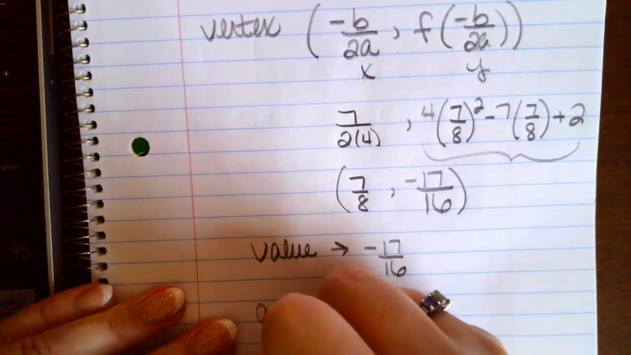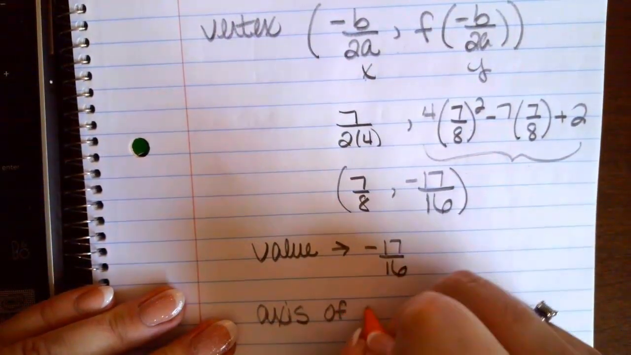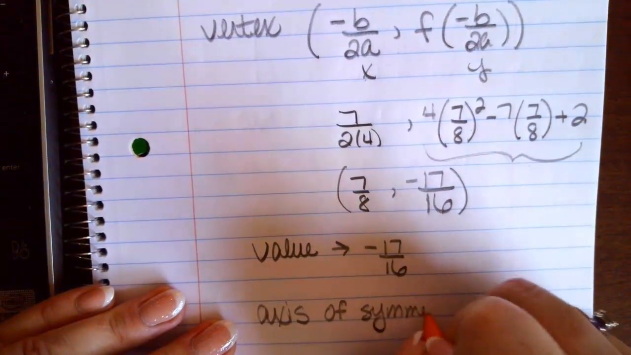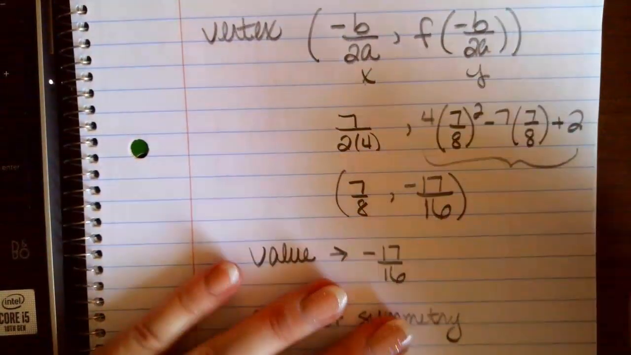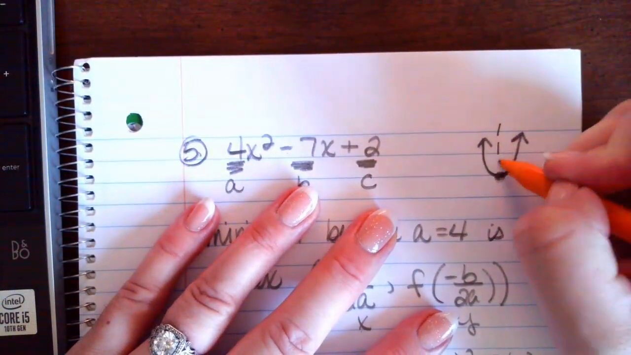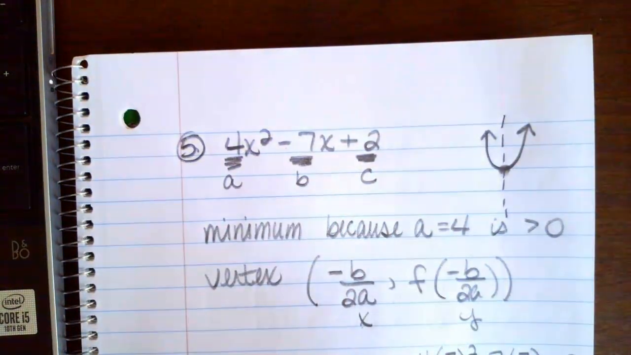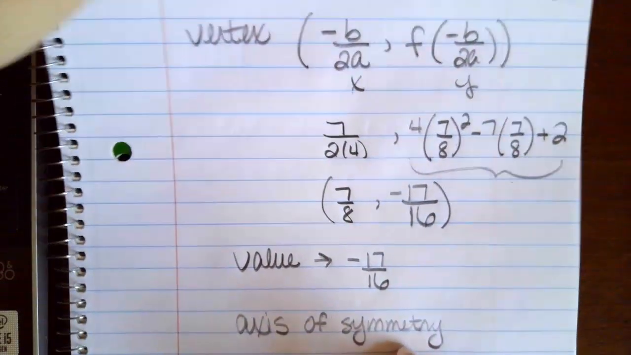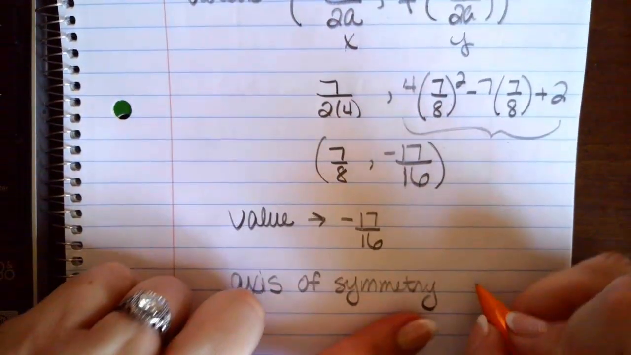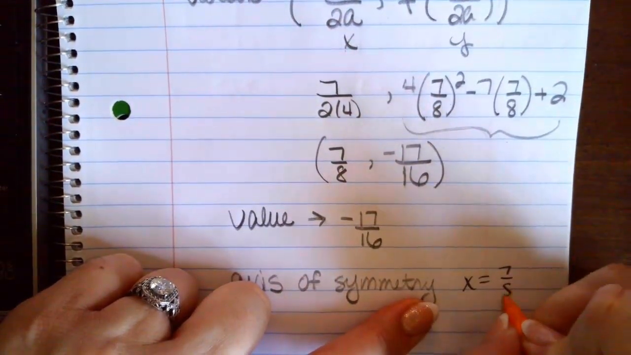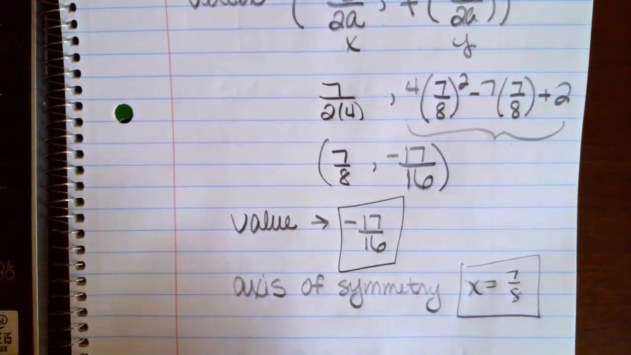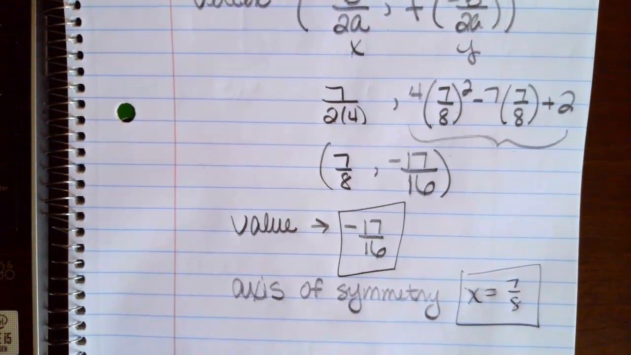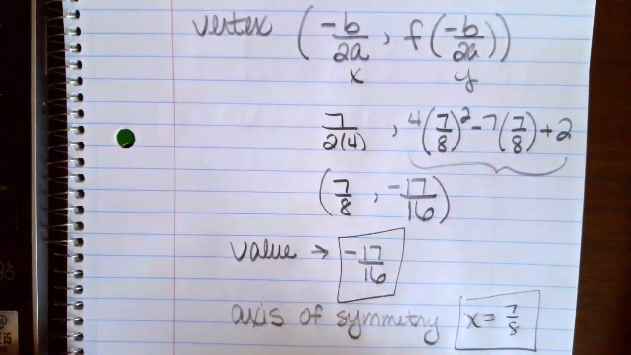And then the axis of symmetry is going to be wherever I fold it to make it lay on top of itself. So I would fold that at x equals, well, what does x equal? X equals 7/8. So my axis of symmetry is x equals 7/8. So my value and my axis of symmetry. Okay, so I'm going to stop this video and we'll pick up with another one.